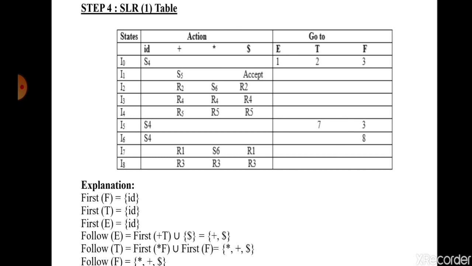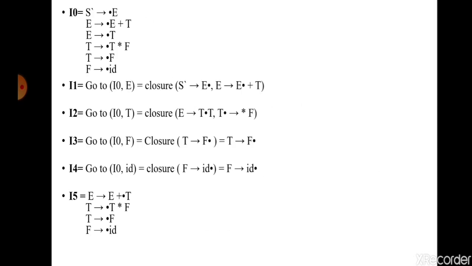In goto, we only write the state number, because goto is nothing but going from one state to another state. So we simply write the state number only. In the SLR parsing table, goto represents all non-terminals and action represents all terminal symbols present in the given grammar. Each row represents the states I0 to I8 and the columns represent the terminals and non-terminals. So we simply fill up the SLR parsing table from I0 to I8.